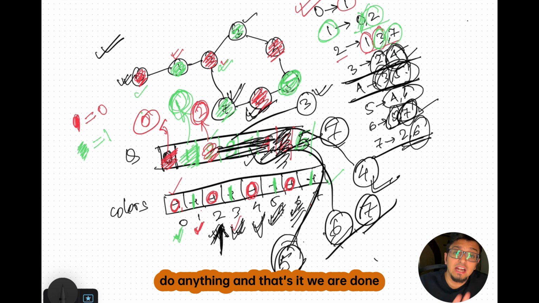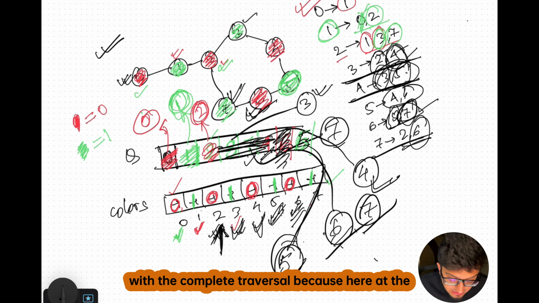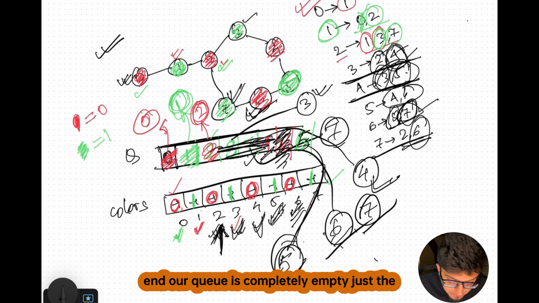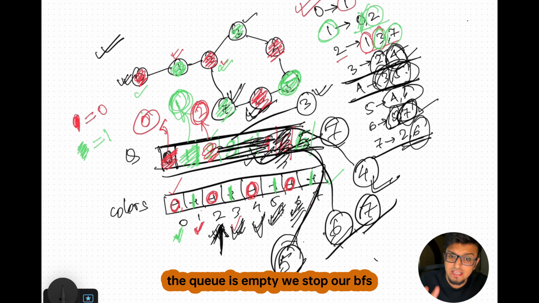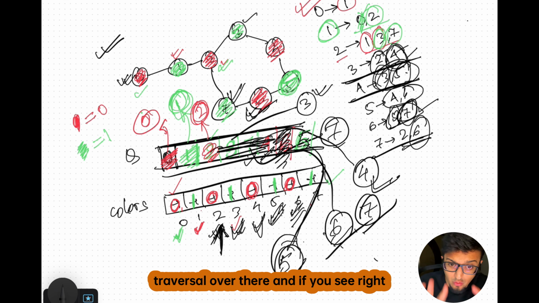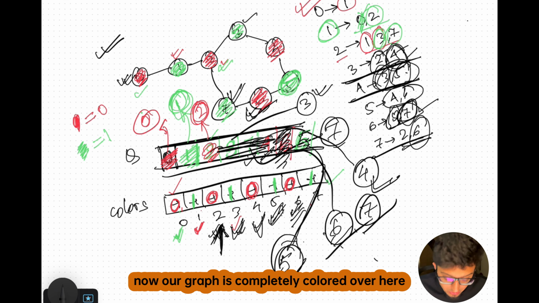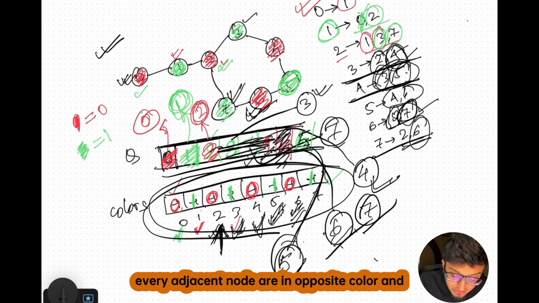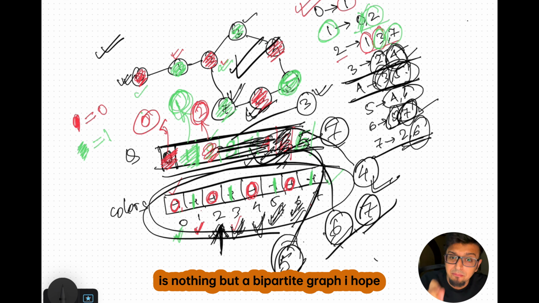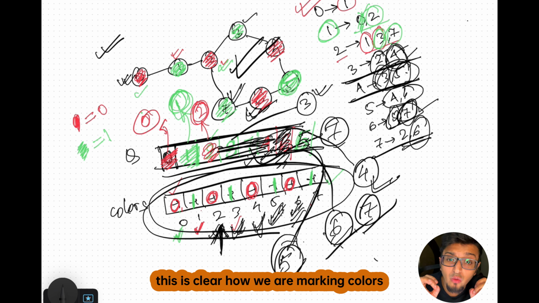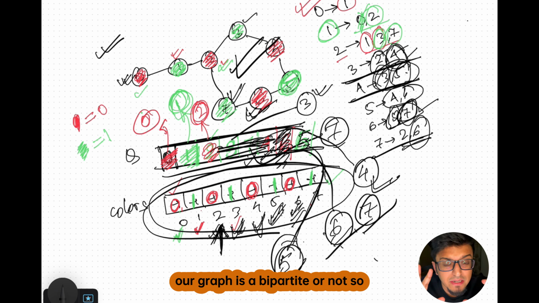And that's it. We are done with the complete traversal, because here at the end our queue is completely empty, just the way we do the BFS traversal. And once the queue is empty, we stop our BFS traversal over there. And if you see right now, our graph is completely colored over here. And here if you look carefully, each and every adjacent node is in opposite color, and thus we can easily conclude that this graph is nothing but a bipartite graph. I hope this is clear how we are marking colors into our nodes, and we are proving that our graph is a bipartite or not.